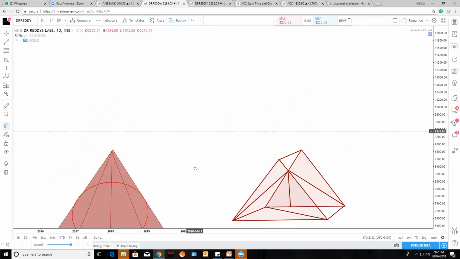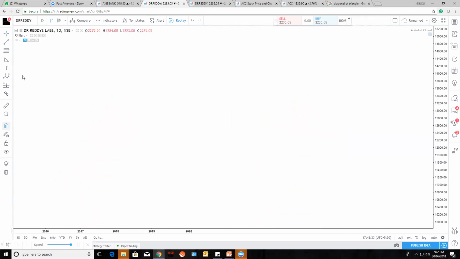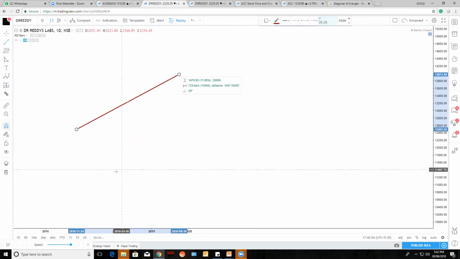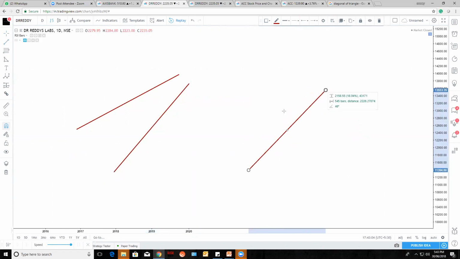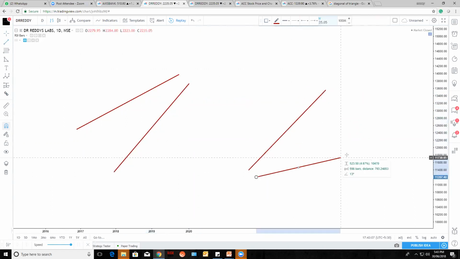Just understand this. And after that, there are two concepts, one is the ending diagonal and another is the leading diagonal. We'll just go for what a diagonal structure is and how it looks. So this is one diagonal, or a wedge as we say in technical analysis. Let's say this is one diagonal, and this is another diagonal.